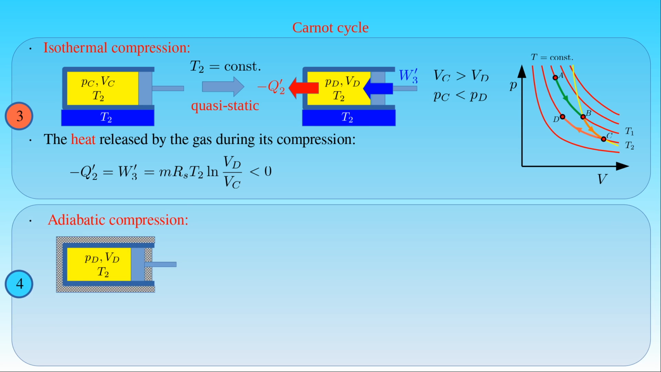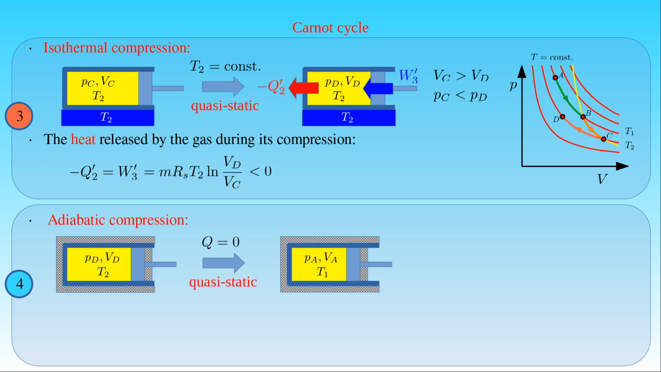Here the gas in the cylinder is thermally insulated as in the case of its adiabatic expansion, and there is no exchange of heat between the gas and the surroundings. If we compress the gas by moving the piston slowly enough, then the gas will undergo a quasi-static process. Since the gas cannot release heat during its compression, it will warm up, and its absolute temperature T2 increases to the absolute temperature T1 in the final state of the process, which is the initial state A of the cycle. During the compression, the initial volume Vd of the gas decreases to the volume Va, whereas its initial pressure Pd increases to the pressure Pa.